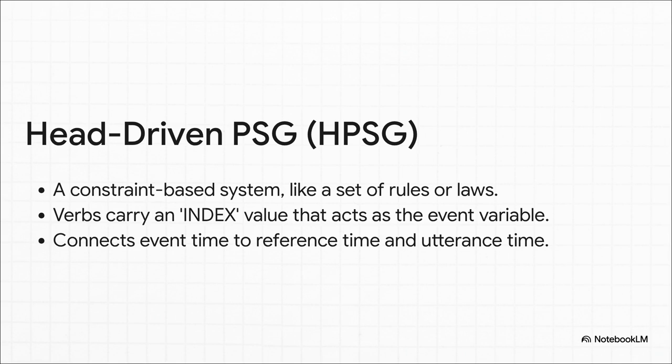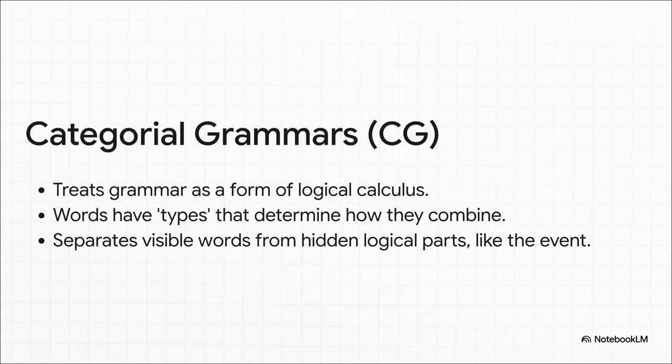No exceptions. And then you've got categorial grammars, which are definitely the most mathematical of the bunch. They treat words kind of like puzzle pieces with very specific shapes, or types. A noun has one shape, a verb another, and they only fit together in very specific logical ways. It's a method that lets you rigorously prove how the words you see on the surface combine to create that hidden logical structure of the event underneath.